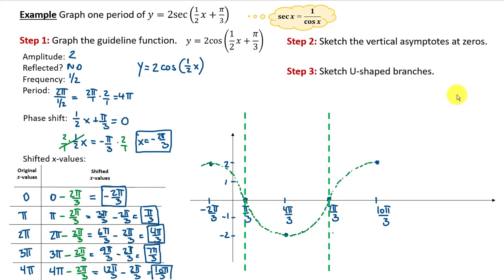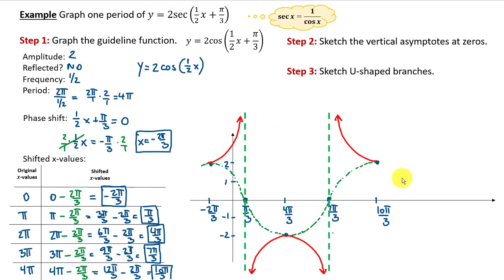And finally, step 3, the easiest step. Now we need to sketch U-shaped branches of that secant function. U-shaped branches will be positioned in between the asymptotes. Since I only ended up with 2 asymptotes, this is one full branch that I'm going to place in between them. As you remember, the branches of the secant and cosecant graphs touch their guideline functions at the minimum or maximum points. And since I don't have any other asymptotes, I can do 2 half branches on each side. And altogether, that creates one period of the given secant function.